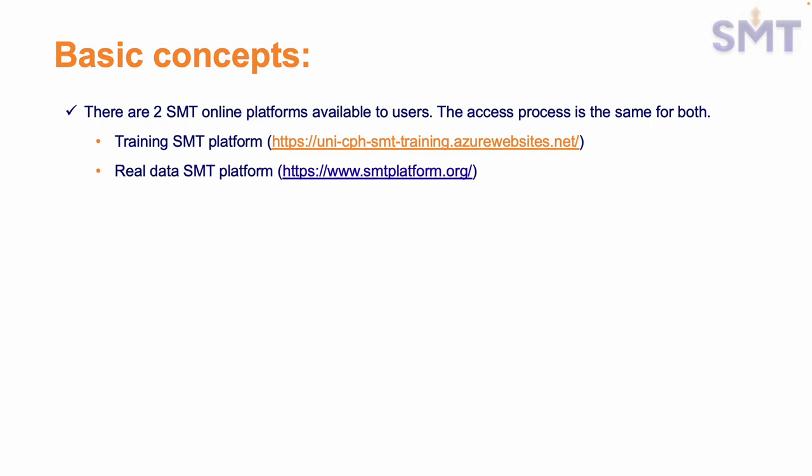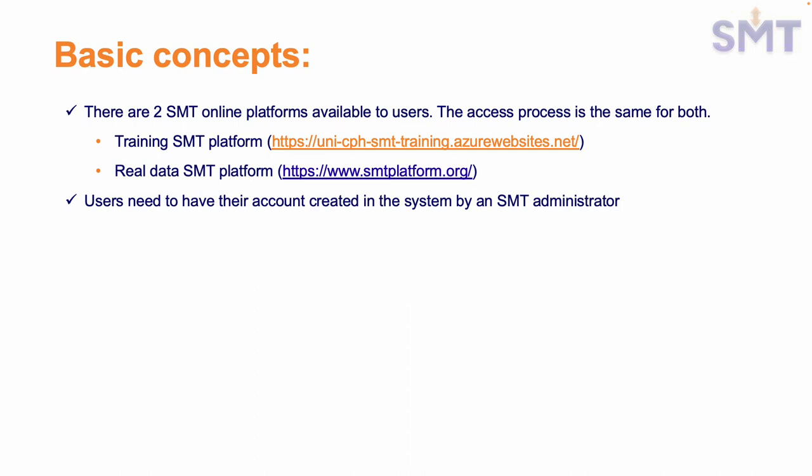Basically the two platforms are the training SMT, which is being used for training workshops, training of users, for demos like the one that I'm going to be doing for you today. And then we have the real data SMT platform, which is also called SMT production. This is the platform that after you complete your training, you will be given access to, and this is where you will be entering your data. But as I said, the platforms look exactly the same, and if you know how to access one, you will know how to access the other.